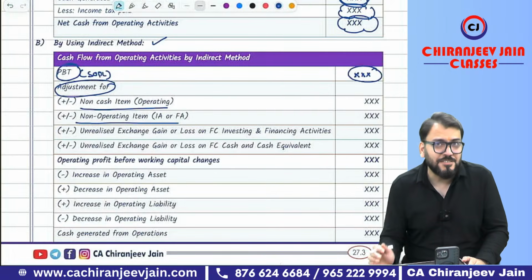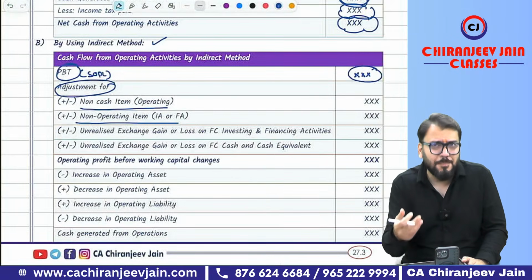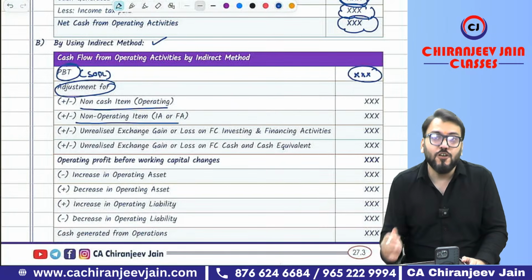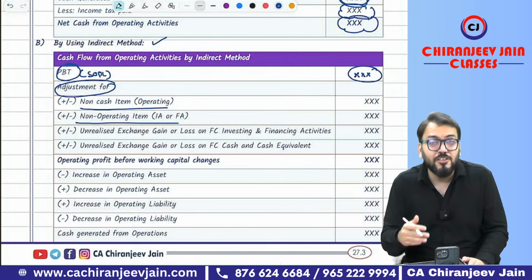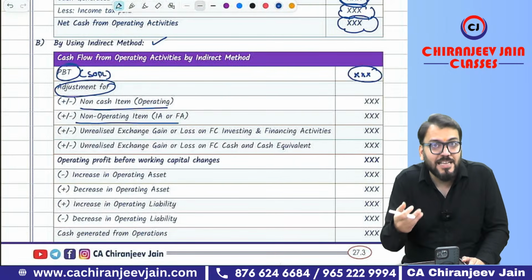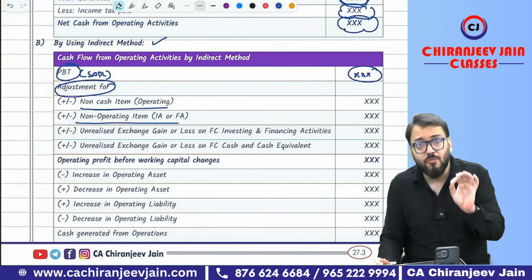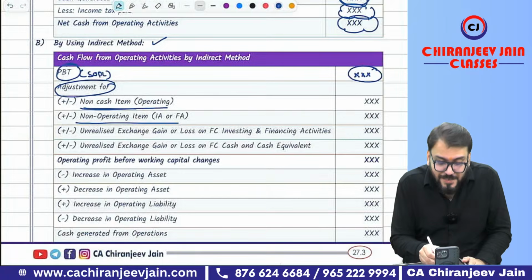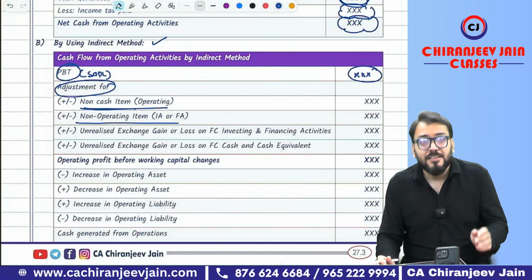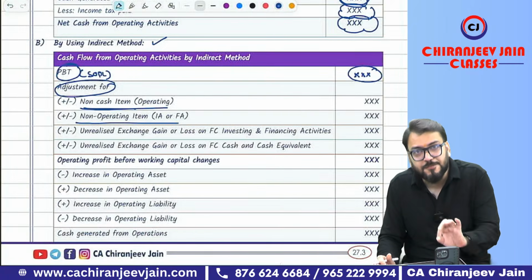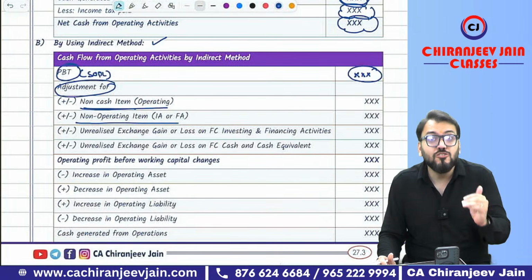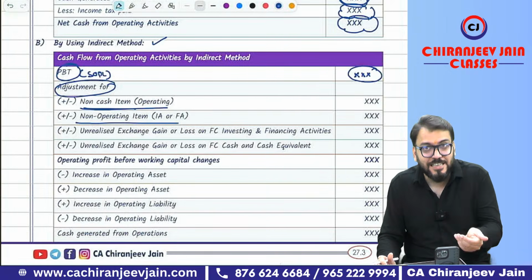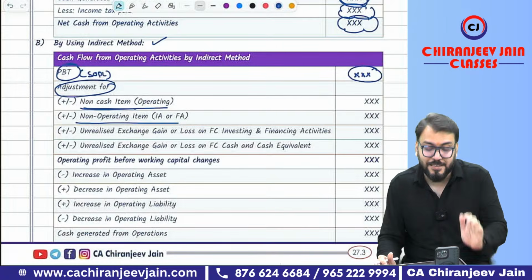Now can you give me some examples for non-cash items? Okay, depreciation, amortization, impairment loss, provision, reversal of provision. These are all examples of what? Non-cash items. So non-cash items will be eliminated. If I am saying non-cash expenses, they will be added. Non-cash income will be deducted.